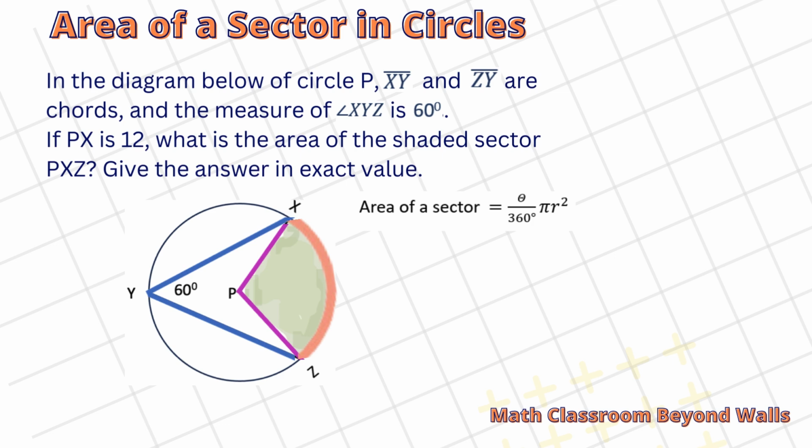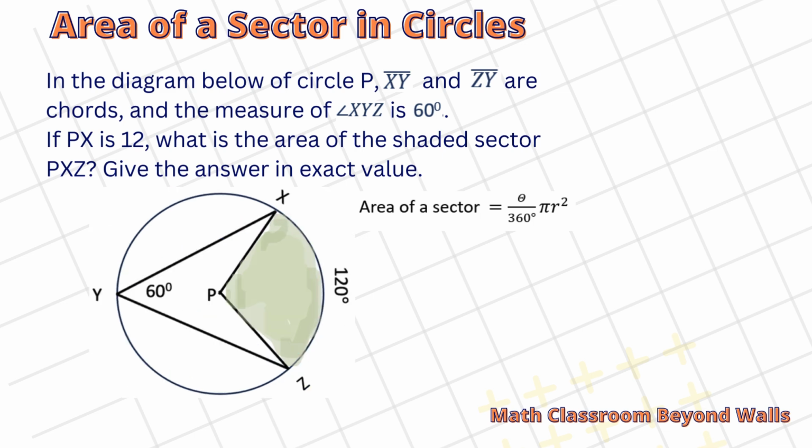Remember that the measure of the inscribed angle is 1/2 the measure of its intercepted arc. The inscribed angle in the figure is 60 degrees. So what is the measure of its intercepted arc? You are correct. The measure of the arc is 120 degrees.